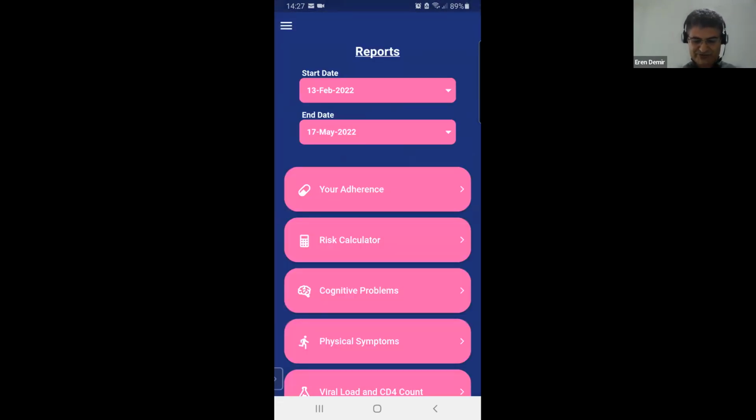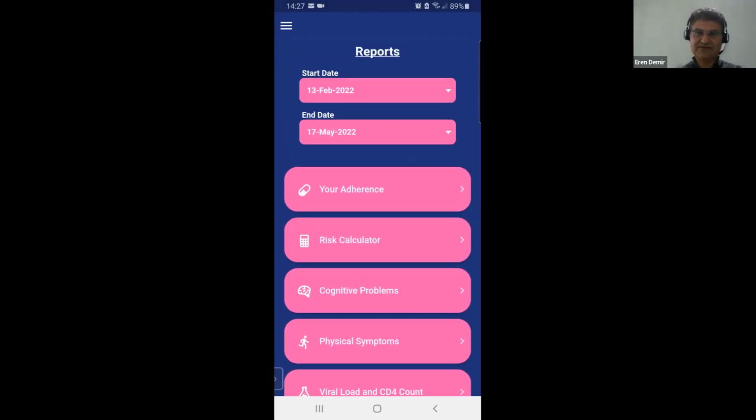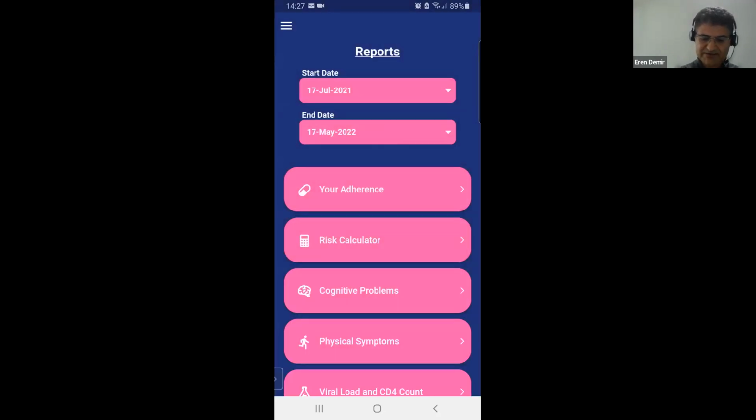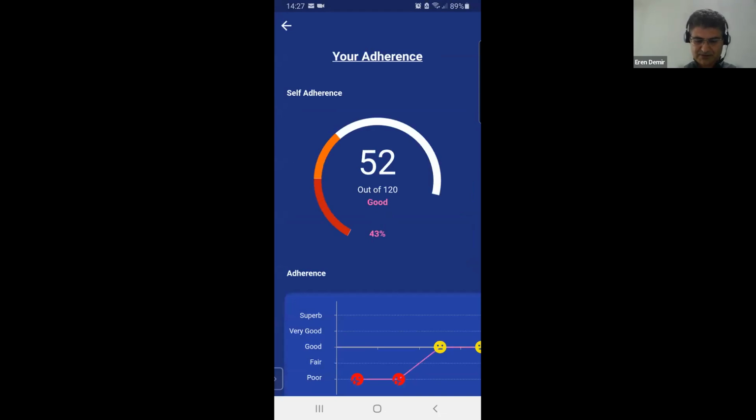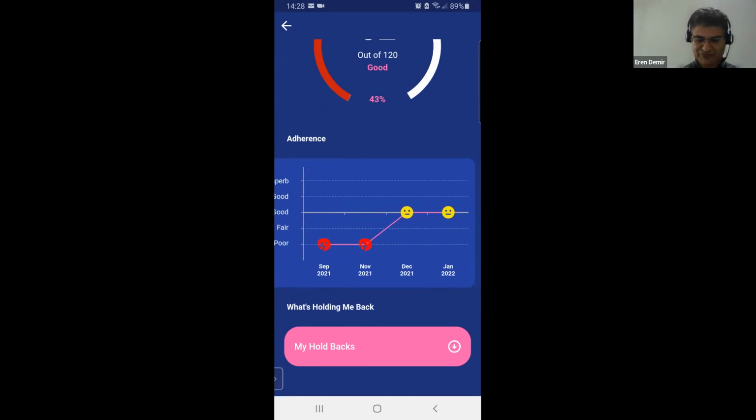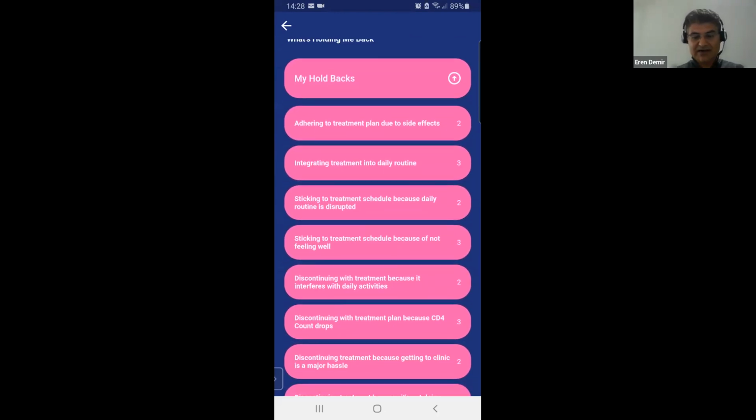Now I want to show reporting. We've just had a look at very high-level results, but there's also the detail. Let's say I want to go back the last 6 months and have a look at my adherence. Clearly, I was rock bottom last September. I've made some improvement, but it's still not good enough. Why is it? What is holding me back? This is something for clients to discuss with their clinicians. By the way, the clinicians do have access to this as well. I'm going to show it to you later on.